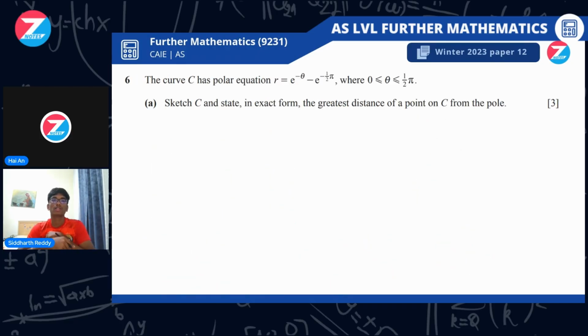So the curve C has polar equation. This is the next question. The curve C has polar equation r is equal to e to the minus theta minus e to the minus pi by 2. Sketch C and state in exact form the greatest distance of a point on C from the pole. So for this, what you have to do is go to the table function on your calculator, enter the function, and put various values of theta until you get enough points to plot the graph.